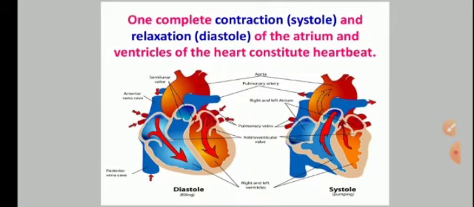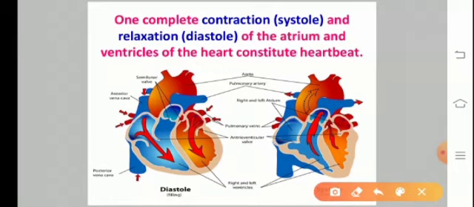The complete contraction or systole and relaxation or diastole of the atrium and ventricles of the heart constitute heartbeat. When there is atrial systole, the blood is pumped from atrium to ventricle. So the ventricle relaxes and receives the blood. It is a ventricular diastole.